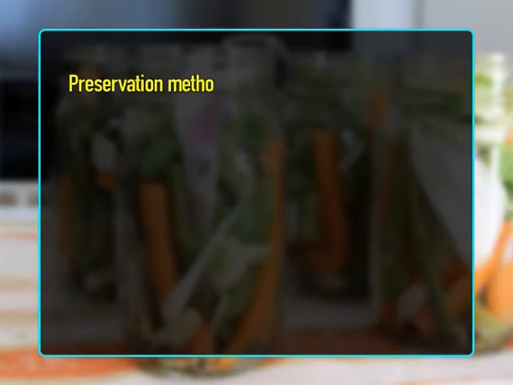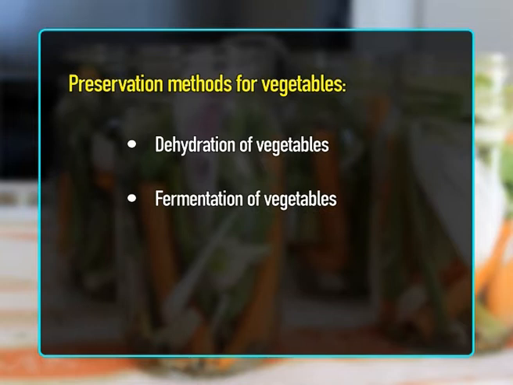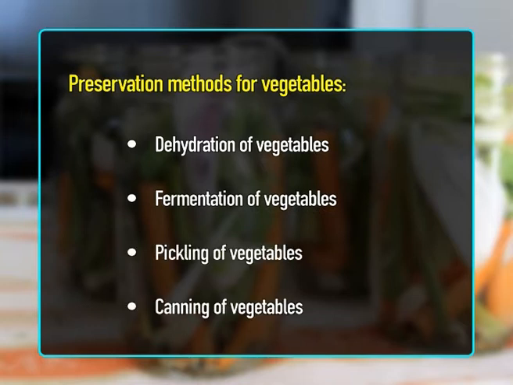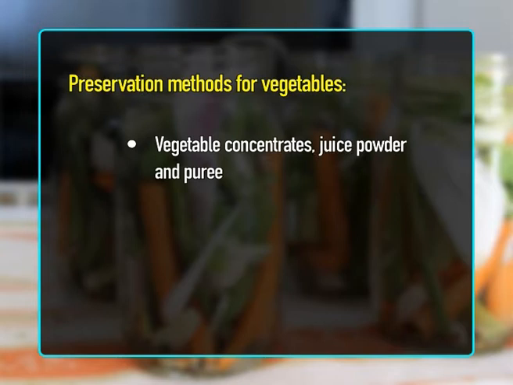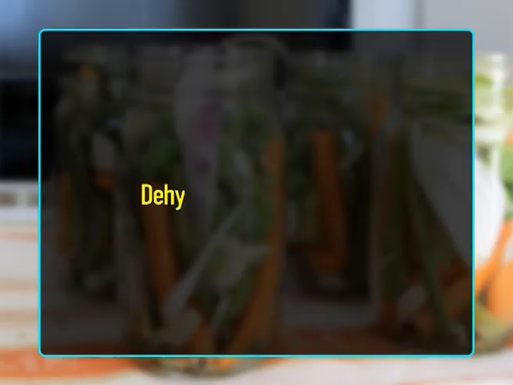Now dear students, let's discuss preservation methods for vegetables, which includes dehydration of vegetables, fermentation of vegetables, pickling of vegetables, canning of vegetables, vegetable concentrates, juice, powder and puree, refrigeration and freezing, irradiation. Now we will discuss them one by one.